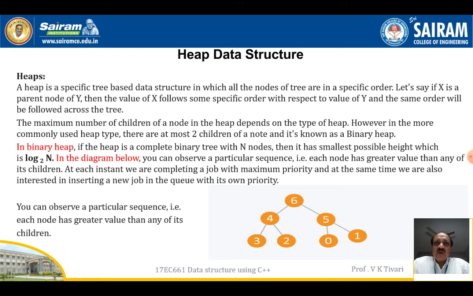In the diagram below, you can observe clearly the particular sequence. Each node has a greater value than any of its children. At each instant, we are completing a job with maximum priority, and at the same time, we are also interested in inserting a new job in the queue with its own priority.